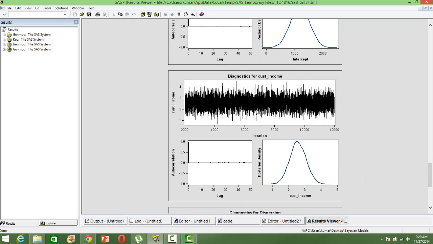We'll also see the same for the slope coefficient for customer_income. And we can see that the simulation plot is uniform throughout, so there is no issue. The posterior density plot is also normally distributed, so that is also fine. So we conclude that the convergence has happened correctly.